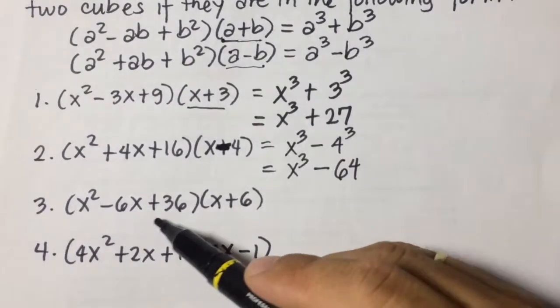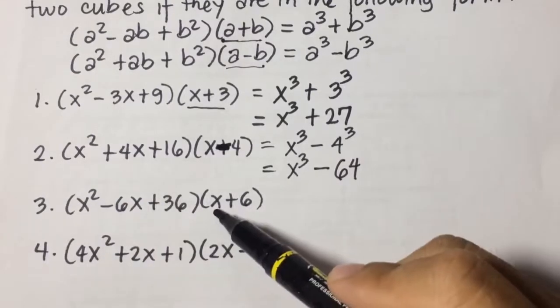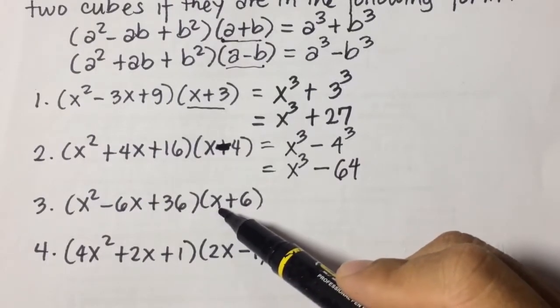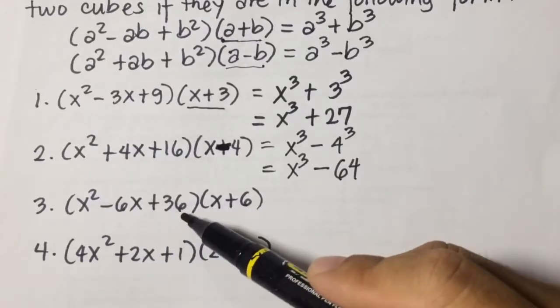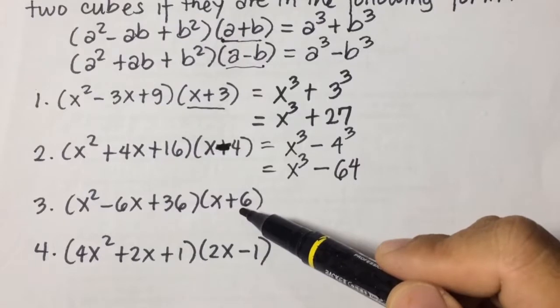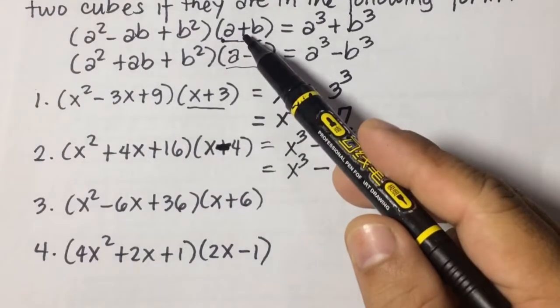the quantity x squared minus 6x plus 36 times the quantity x plus 6. The first term here is the square of the first term of the binomial. The second term is the negative of the product of these two. And the third term is the square of the second term of the binomial. So this one follows the pattern in case number 1.